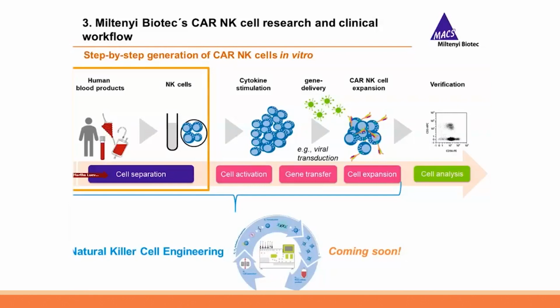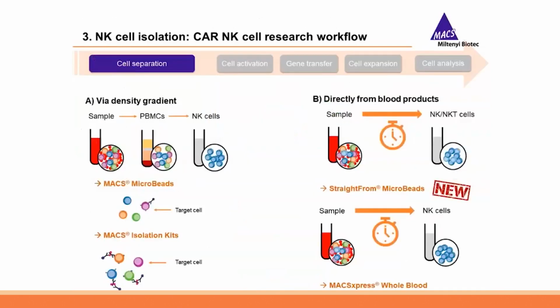We have many ways of separating NK cells from different products. If you have a sample of blood, you probably normally perform separation using Ficoll or density gradient to obtain PBMCs, and then you can either use MicroBeads for positive selection or isolation kits to make sure that you have untouched cells. In other cases, you might start with buffy coats or other types of whole blood, for example, and in this case you can also use Straight From MicroBeads, or if you want untouched NK cells, our MACS Express.